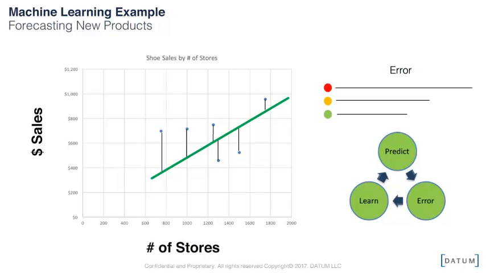And this continues to happen over and over again until eventually the line finds the best fit among our historical data points. This recurring process of reducing the errors and getting closer to our goal is called gradient descent, and it's one of the most well understood methods in all of machine learning.